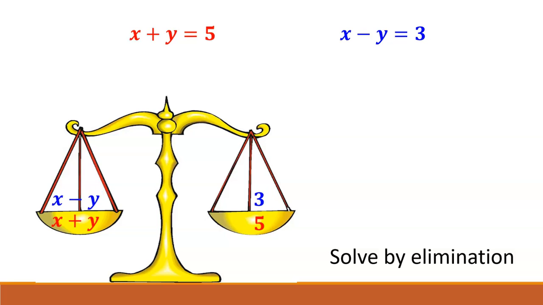Now if we look to see what's inside each pan, we may notice that we can do some simplification. In the right pan we have 3 and 5, and those combine to give us 8. And on the left pan, we've got negative y and positive y. Well, those are opposites, so they add together to give us 0. And that's where elimination gets its name. What we've done is eliminated the y variable by combining the two equations. That's the reasoning behind solving a system of equations by elimination.